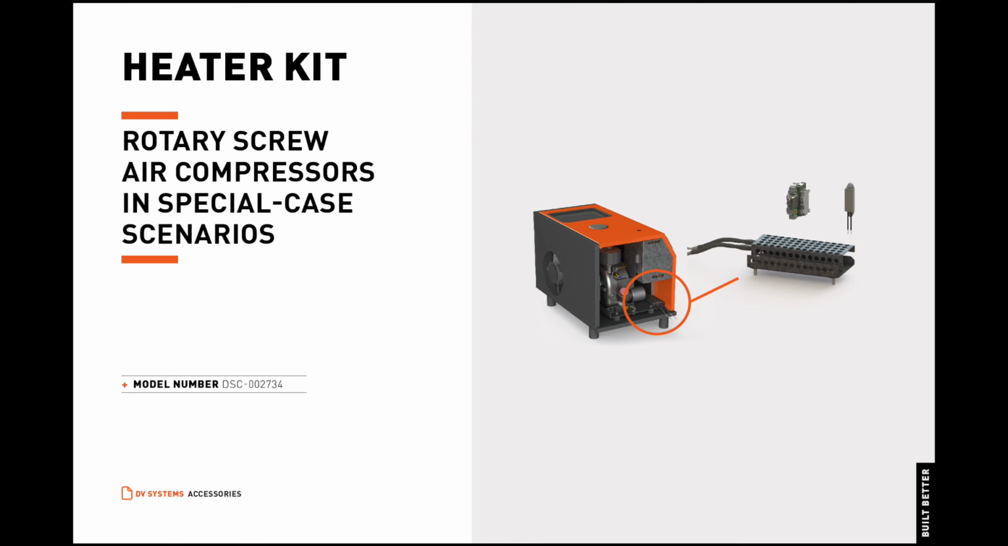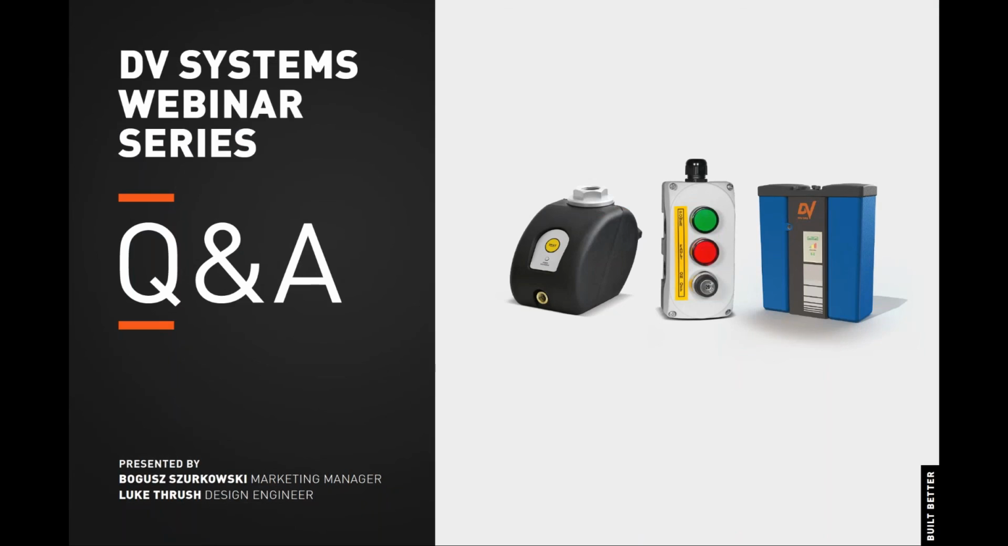Why is a heater kit necessary in these situations? The controller on DV Systems rotary screw air compressors prevents air compressors from starting during extreme ambient conditions when the oil temperature sensor indicates that the lubricant is below 5 degrees Celsius or 41 degrees Fahrenheit. DV Systems heater kits ensure the temperature of the lubricant in the rotary screw air compressor is maintained above the temperature inhibit limit of the air compressor controller. The part number for the heater kit is DSC-002734.